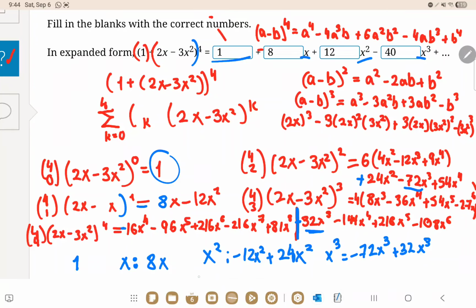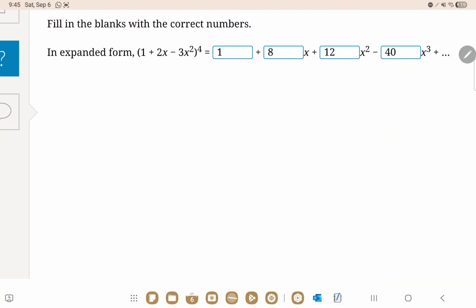So now 1 plus 8x. Now we need to actually add these. So it is plus 12x squared. Now the like terms, plus negative 72, so it's minus 40x cubed. And this is our final answer. And you have to add plus ... because it expands to more, but they only want these. So that's it for this question. Let us move on because that took 14 minutes.